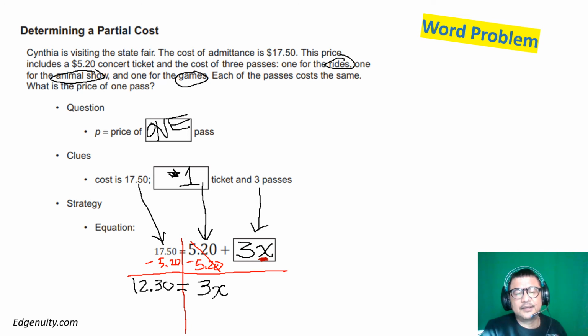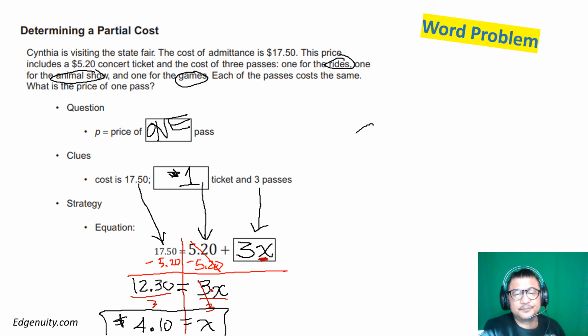Okay. How do I get rid of the times 3? Opposite of times 3 is what? Yes, divided by 3 on the right, divided by 3 on the left. Because 12.30 is already the price of the 3 tickets. So divide it by 3 then. So finally, X is equal to $12.30 divided by 3 is $4.10. $4.10. That's the price of one ticket.